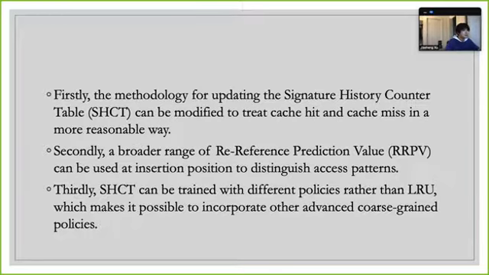There are some ways. First of all, the methodology for updating the SHCT can be modified to treat cache hits and cache misses in a more reasonable way. Also, a broader range of RRPV can be used at the insertion position to distinguish access patterns. Last, the SHCT can be trained with different policies, which means it is possible to incorporate other advanced coarse-grained policies.